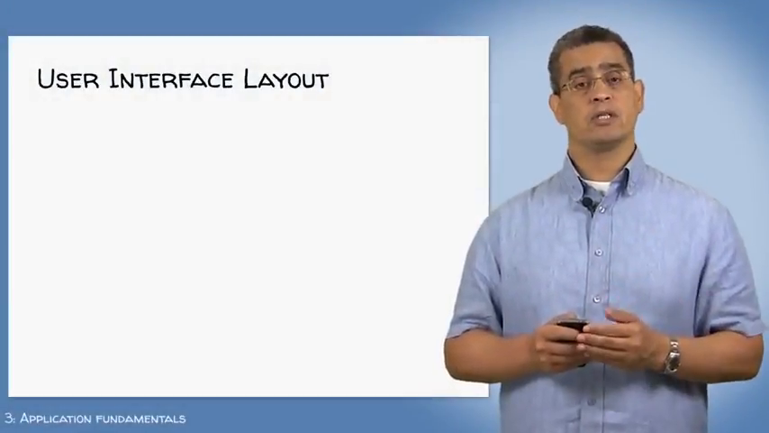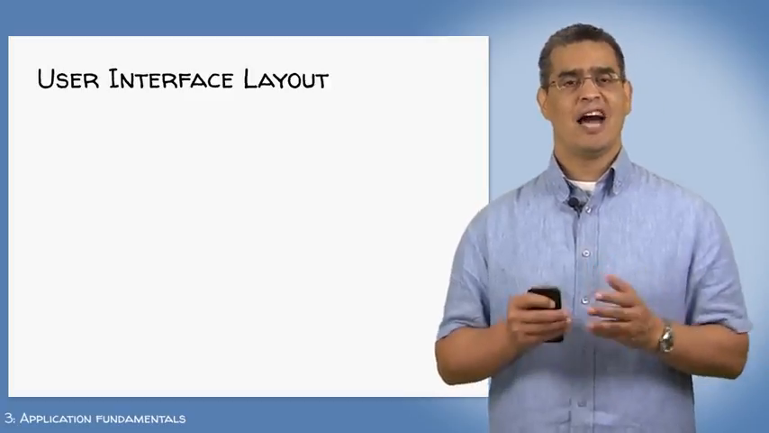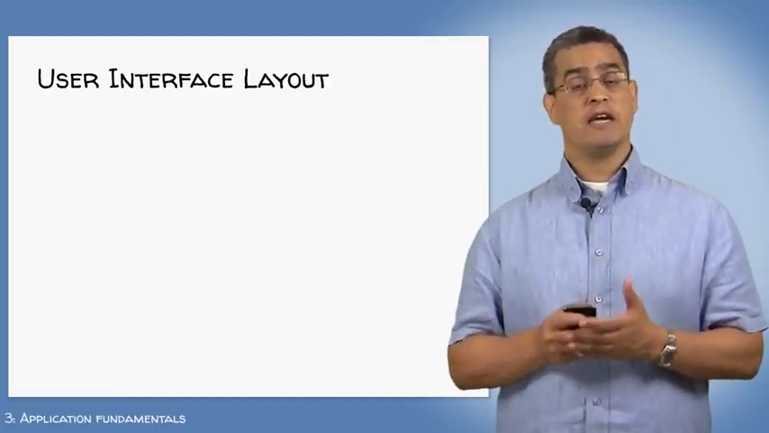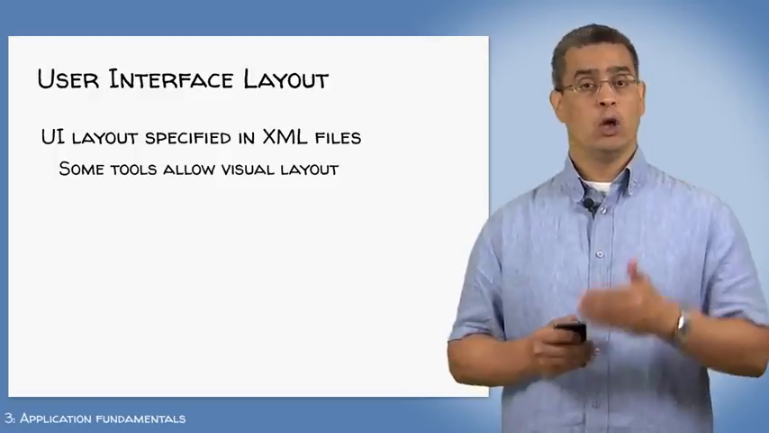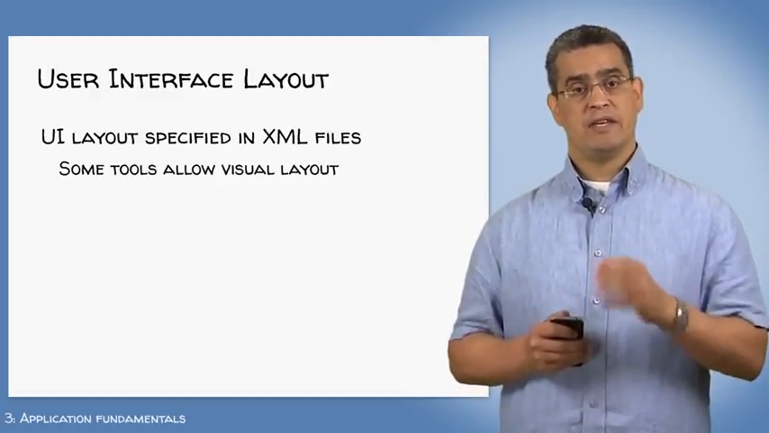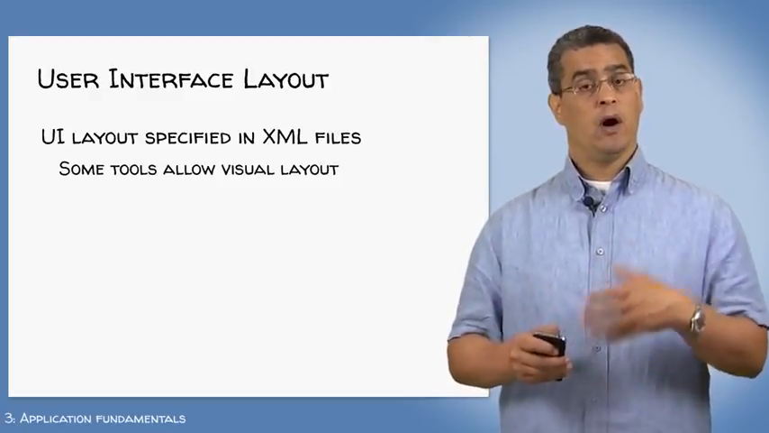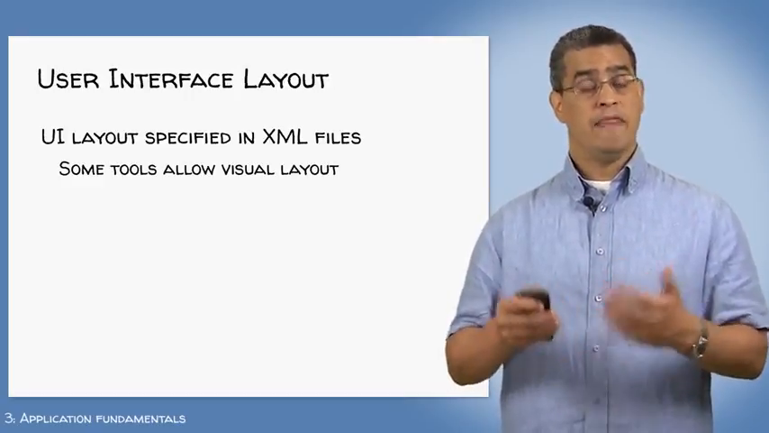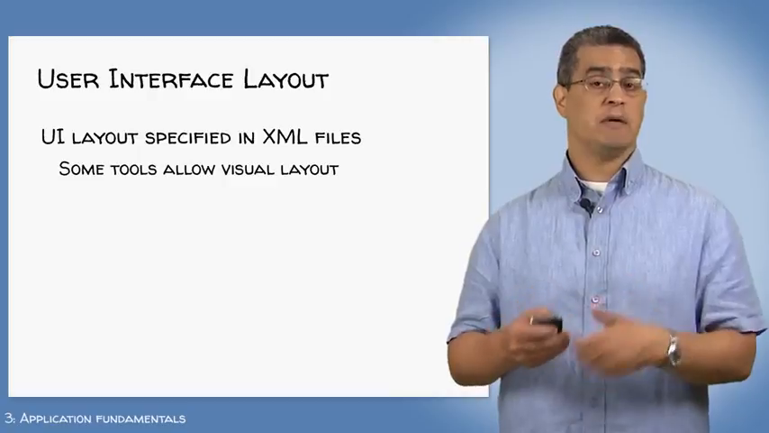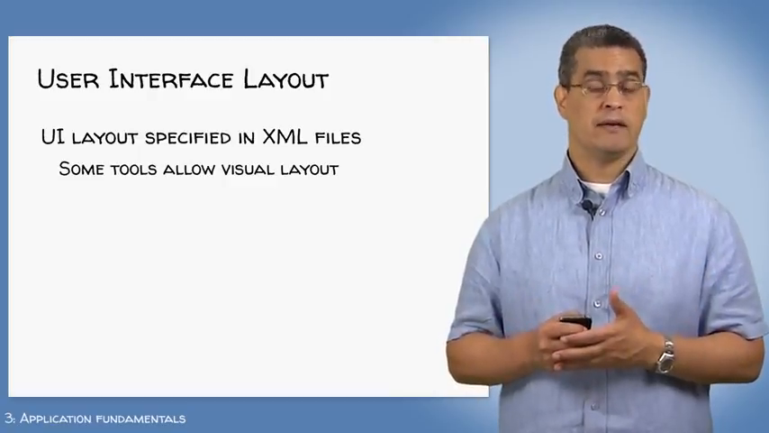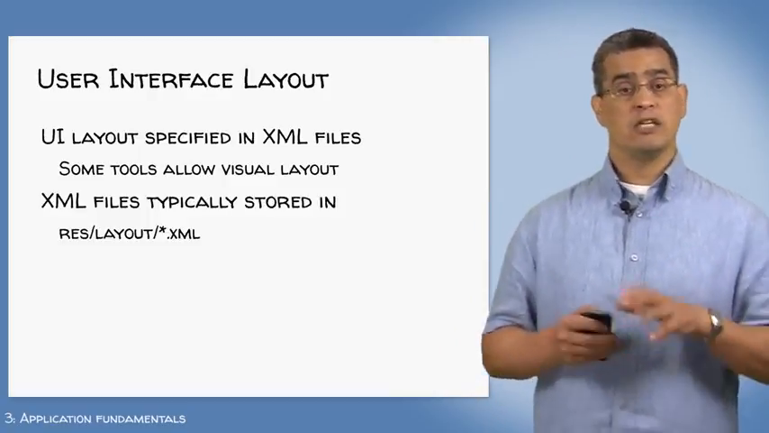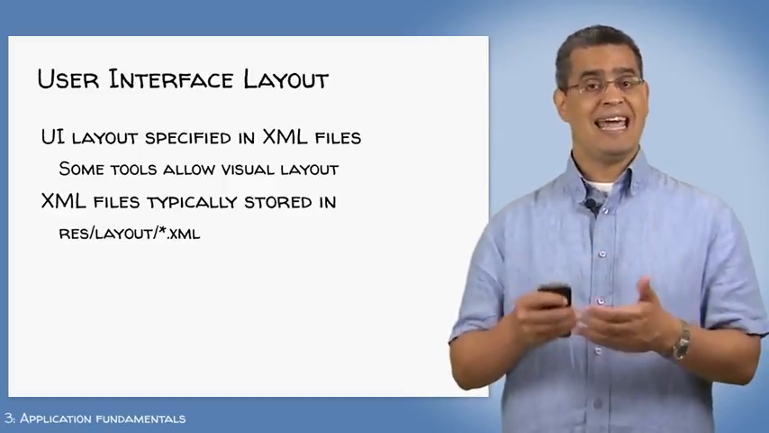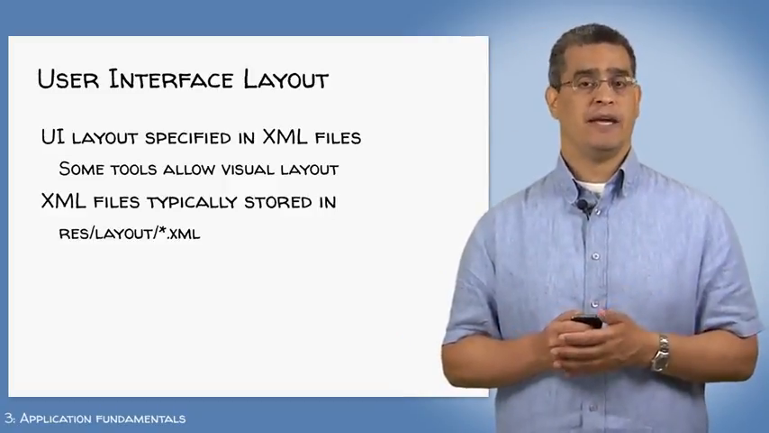Another kind of resource is a layout file. Layout files specify what the user interface for some part of your application will look like. And again, these files are written in XML, although some tools will allow you to create the layout visually, and then those tools will generate the XML for you. In fact, Eclipse will do that. Layout files are typically stored in the res/layout directory of your application.